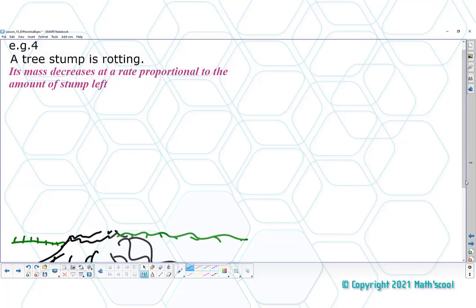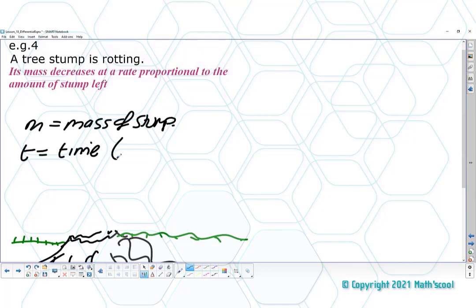So we're going to say M equals mass of stump and T equals time. I'm going to measure time in quite big intervals this time, years, because tree stumps don't rot quickly. You'll be waiting years for it to disappear. Mass, kilograms. Form the differential equation for that.